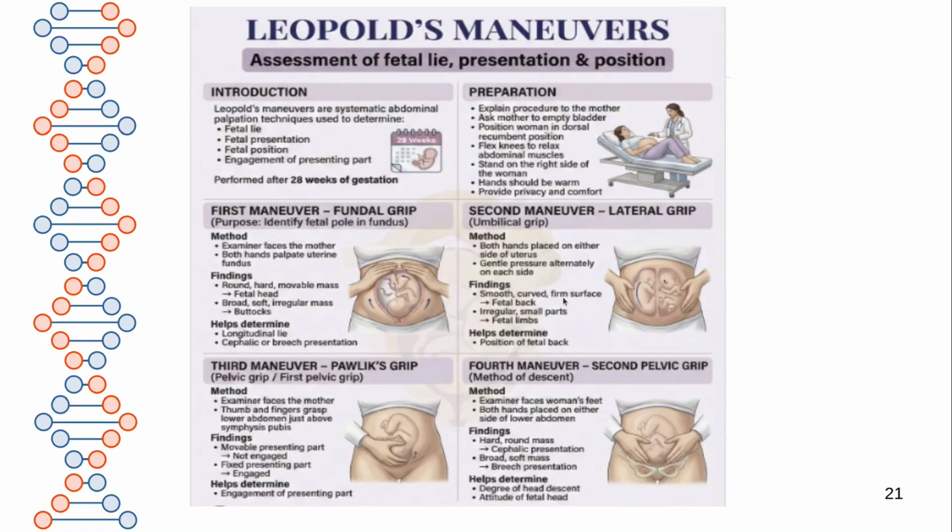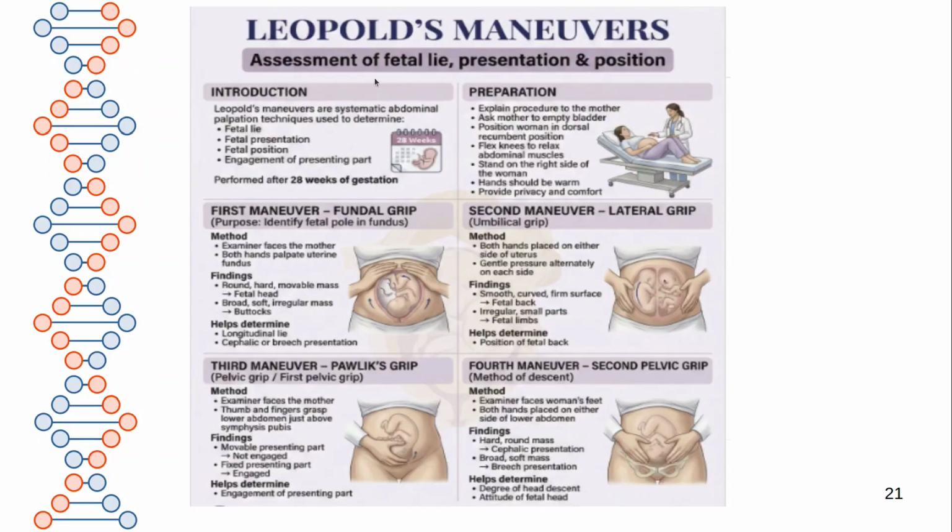Findings. A smooth, curved, firm surface, as the arrow mark shows, indicates the back of the fetus, the fetal back. Irregular small parts, if you feel them, are the fetal limbs. This lateral grip or umbilical grip maneuver helps to determine the position of the fetal back.